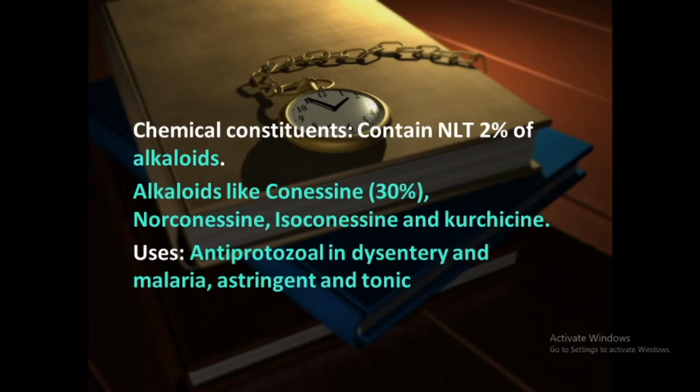The most important advantage and use of this Kurchi bark: it is used in the treatment and management of dysentery and malaria caused due to protozoa. It is also used as an astringent as well as a tonic.